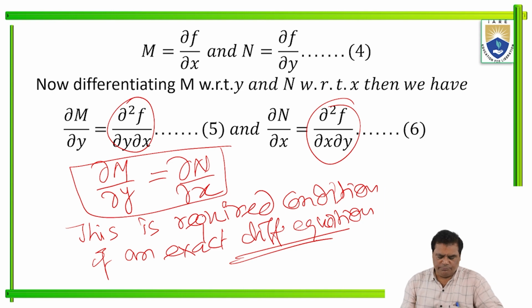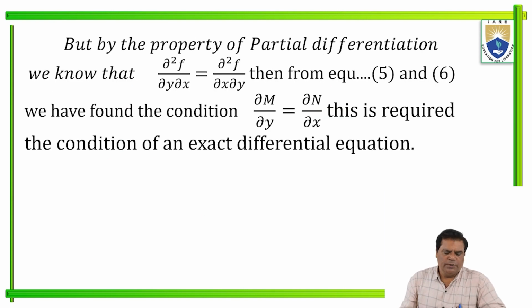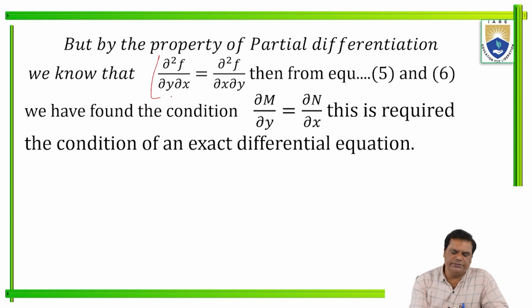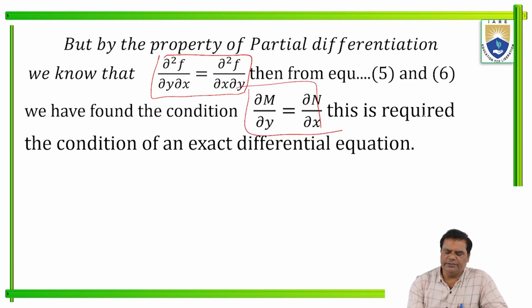Okay. Why the property of the partial differential equation? We know this result. This is equal to each other. Then from equations 5 and 6, we have found this condition, and this is the required condition of an exact differential equation. Okay.